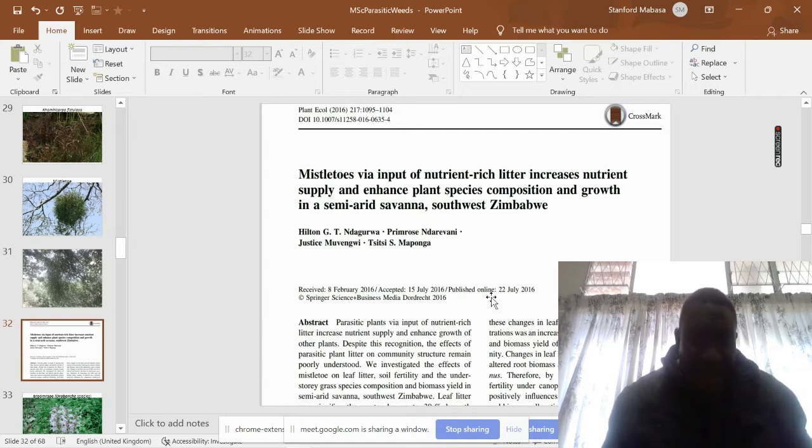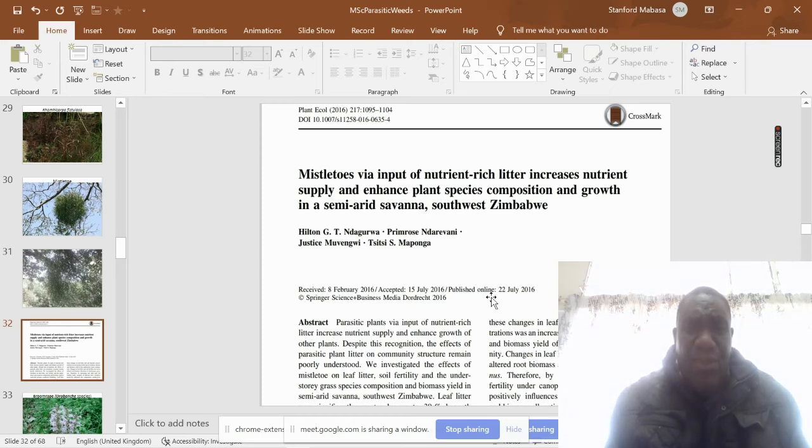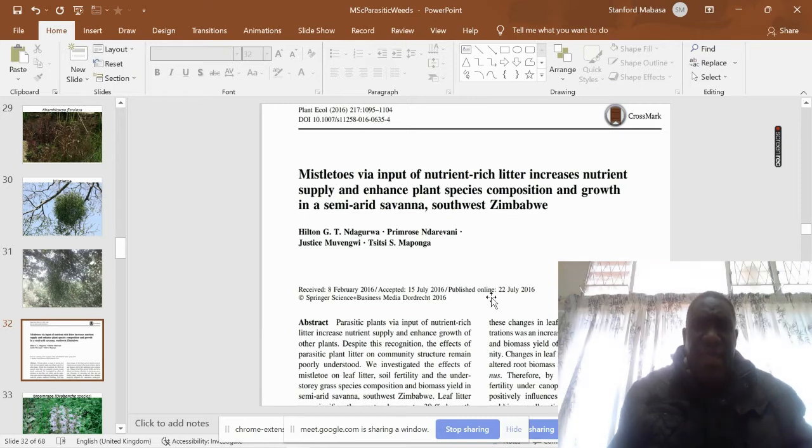There's a paper written by Ndagurwa and his team about the role of mistletoes in Zimbabwe, where they did a study in semi-arid savanna southeast of Zimbabwe. You may read this paper if you are interested in these shoot parasites which affect trees.